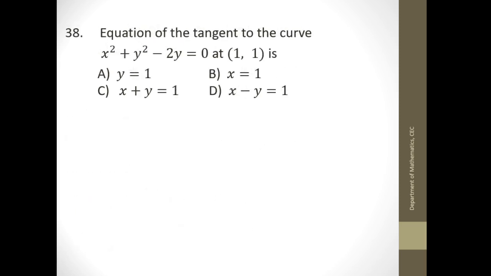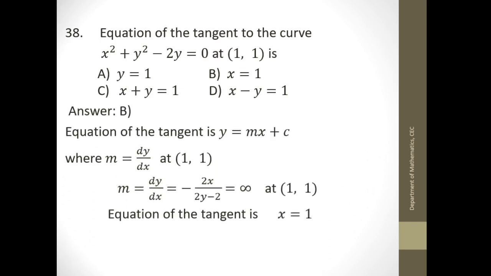Equation of the tangent to the curve at 1, 1. To find the equation of the tangent, same logic, first find dy by dx, that is 2x divided by derivative with respect to y, which is 2y minus 2. At 1, 1 the denominator becomes 0, so infinity. M is infinity means x is constant. Put x equal to 1, so x equal to 1 is the equation of the tangent.